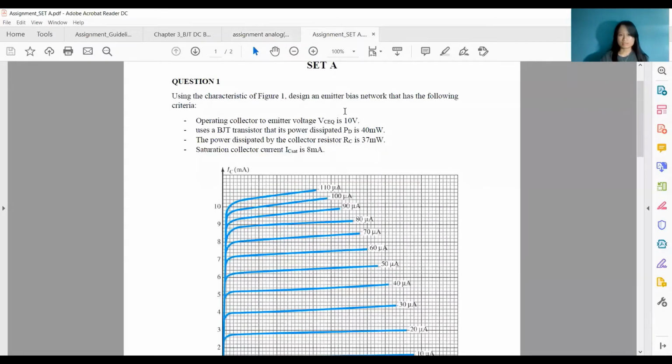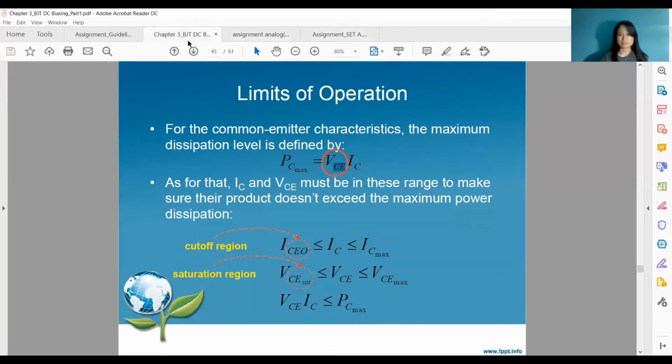In question 1, design an emitter bias network that has the following criteria: VCEQ equal 10 volt, PD equal 40 milliwatt, RC equal 37 milliwatt, and IC saturation equal 8 milliampere. With this criteria given, we are able to relate a formula from chapter 3, which is the maximum dissipation level. The formula is given as PC max equal VCE multiply IC.